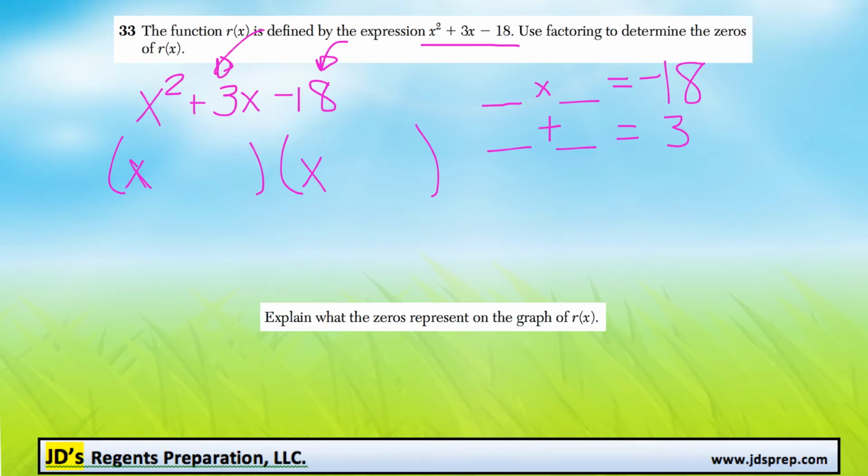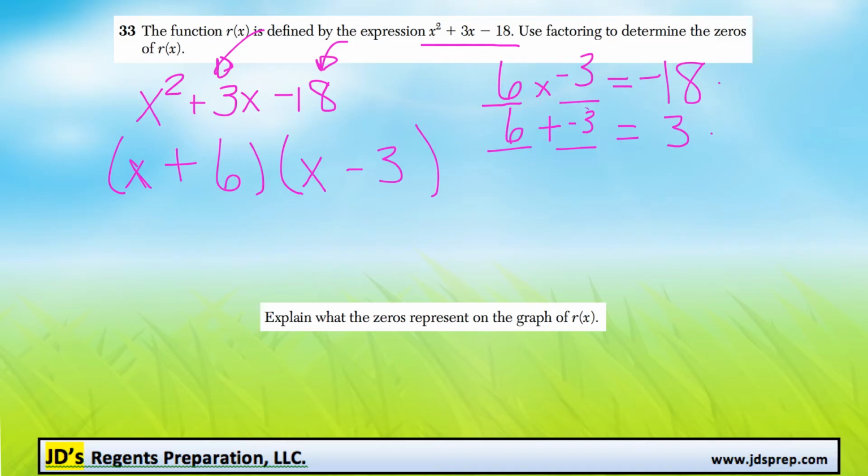So let's just think about that for a second. So probably going to be 6 and 3. One of them's negative, so it'd be negative 6 and positive 3, because that will get us negative 18 if you multiply them. And if you add negative 6 plus 3, oh, sorry, no, that's not right. I got it backwards. It should be negative 3. That makes more sense, because 6 plus negative 3 gets us positive 3. There we go. So that means it's going to be x plus 6 and x minus 3.